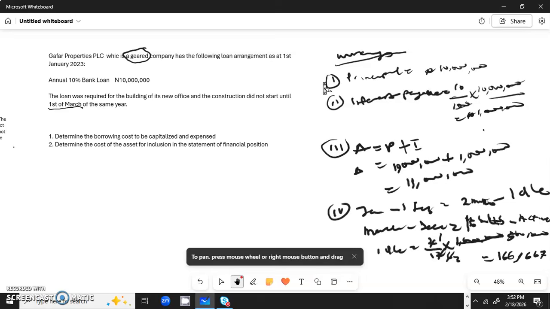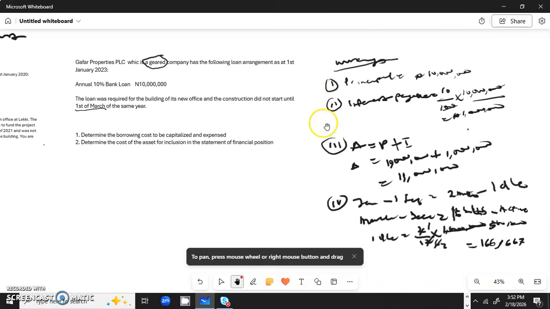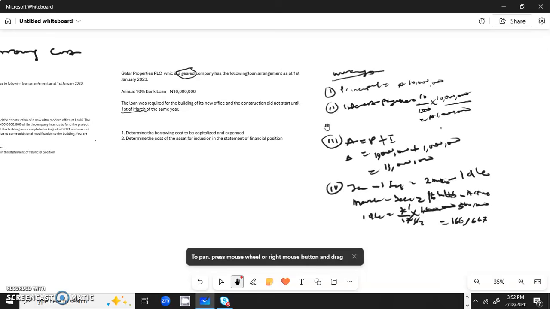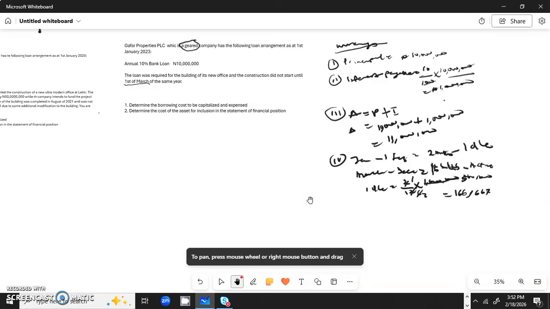So for us to determine the active loan, let's check that. The active loan, that's number 5. That will be 10 over 12 multiplied by 1 million. So let's see that 10 over 12 will give us the balance.